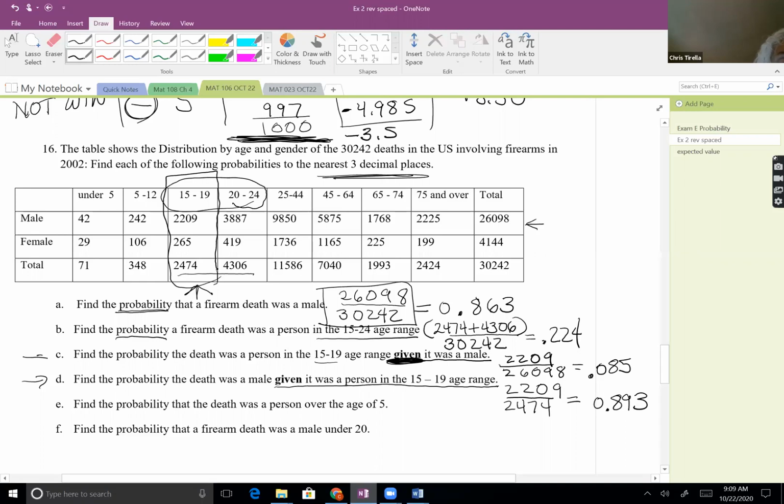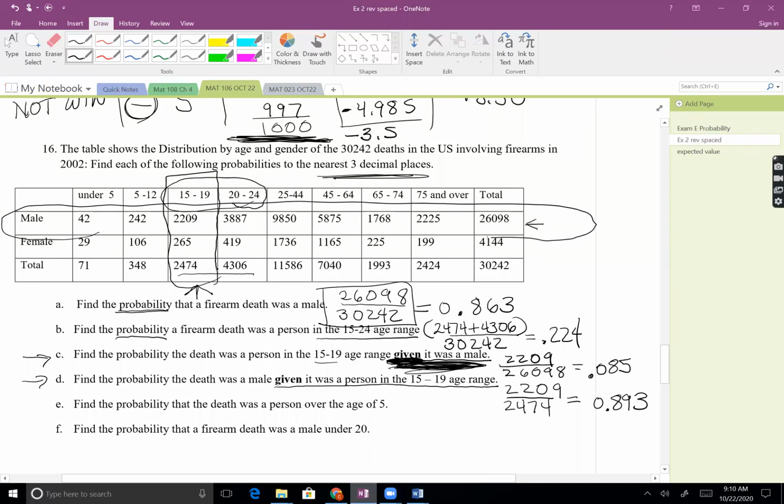Is everybody all right with the difference between C and D? When I was trying the practice, I did C for D and D for C. It's okay. When I see given it was a male, I actually personally go through and circle all the men. And when I see given it was in that age range, I circle that age range. So that it helps me focus on just that part.